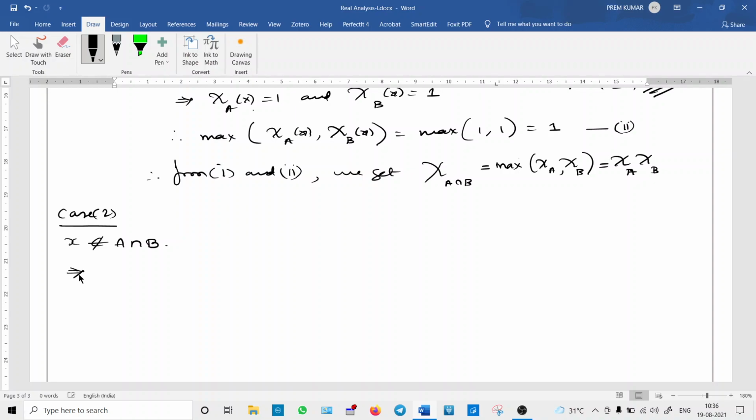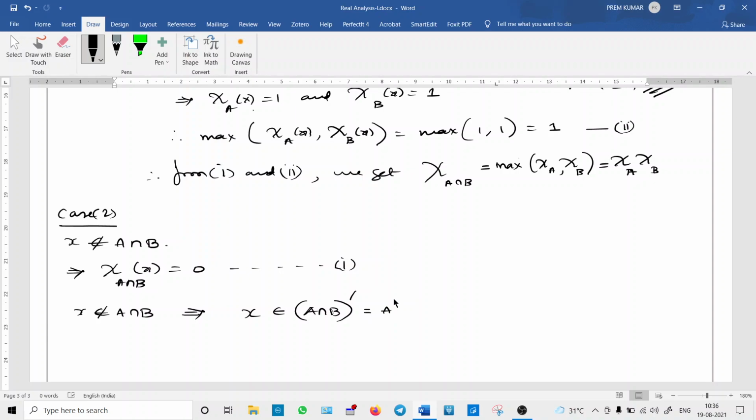If X does not belong to A intersection B, what is the characteristic function of A intersection B evaluated at X? That is 0. I name this one as result 1 for case 2. Now X does not belong to A intersection B. So what is the meaning? X certainly belongs to the complement of A intersection B.